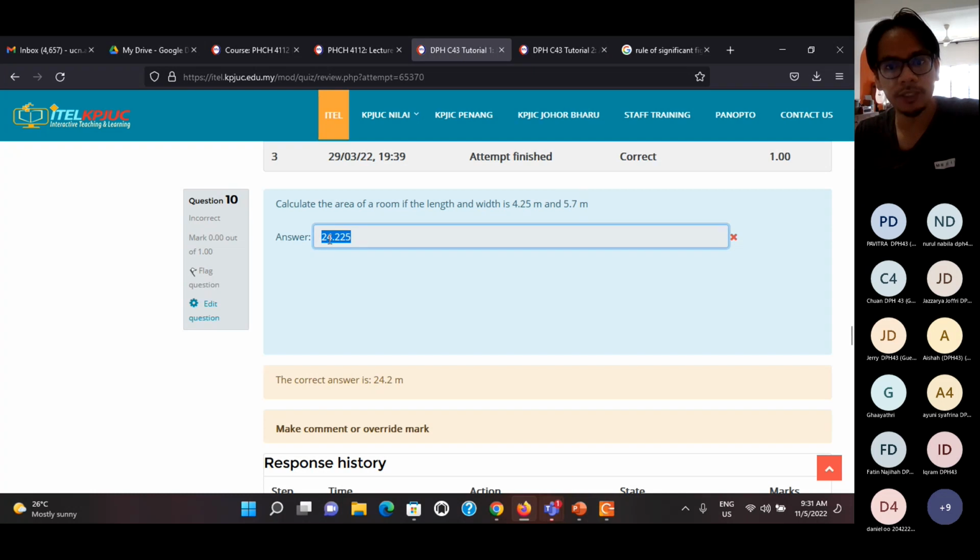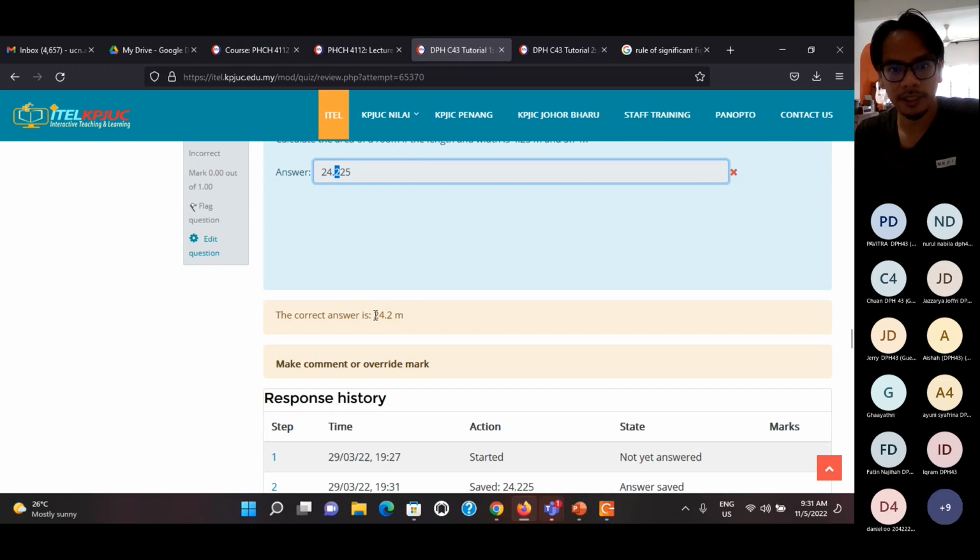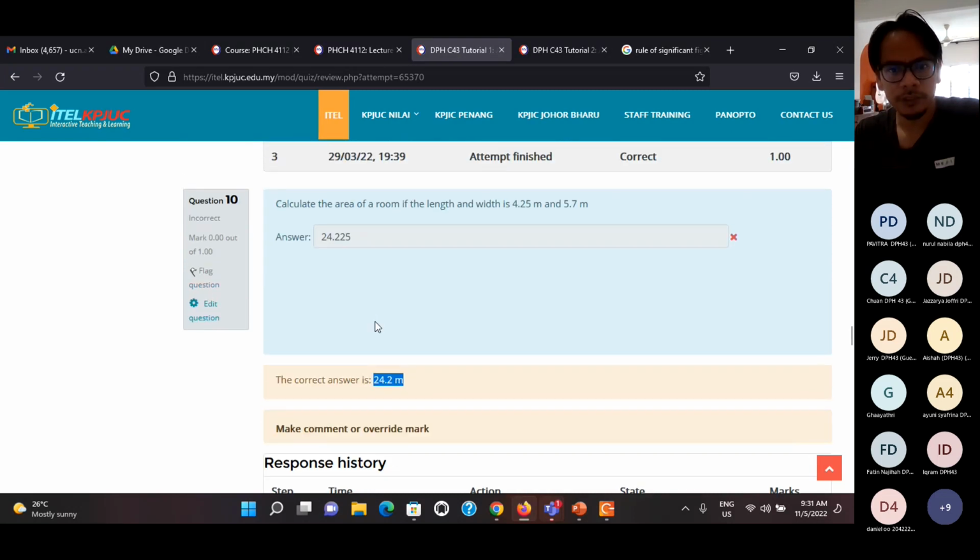Kamu kena bundarkan dia kepada 2 significant figures. So 24, 2 is significant, 4 also significant. So 4 ni kamu kena start bundarkan dekat sini lah. So dekat sebelah dia adalah 2, so kosong lah dekat sini. So your final answer should be 24. Tak ada point kosong. Okay, 24 is the 2 significant figures. Okay, so saya bagi kat sini the correct answer is 24.2. So sini saya pun tersilap lah. Okay, jawapannya adalah 24 meter.